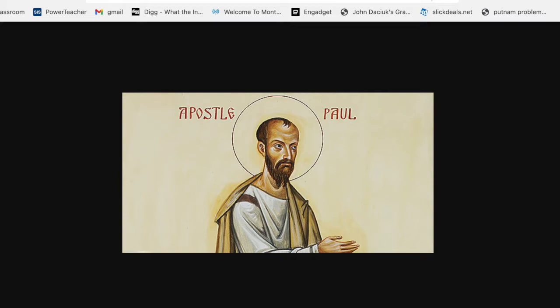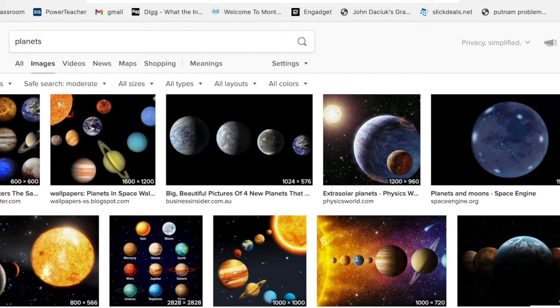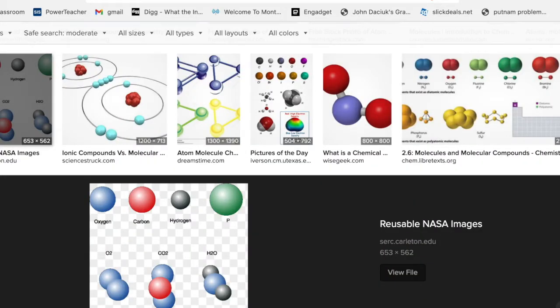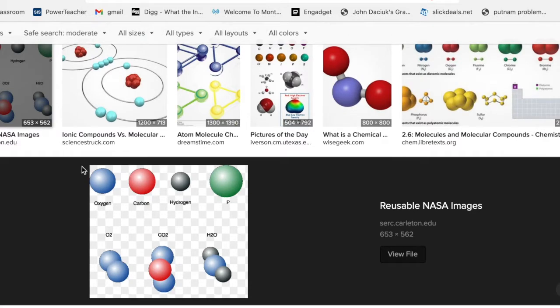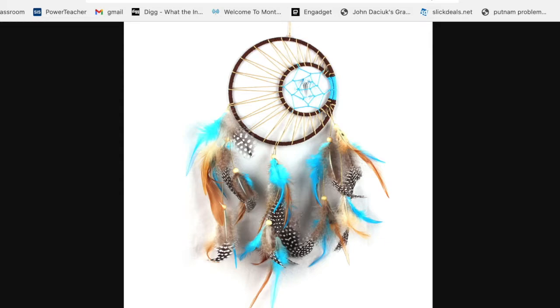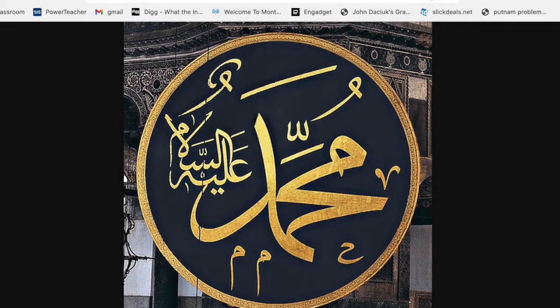Why do we see it on the heads of saints? And why do we see it forming the shape of the planets? So from the large to the small, we see it in all of the atoms and all of the molecules we learn about. We see it in symbolism. This is the word for Muhammad, and they often put a circle around it.